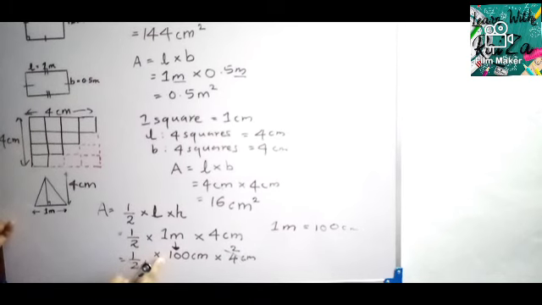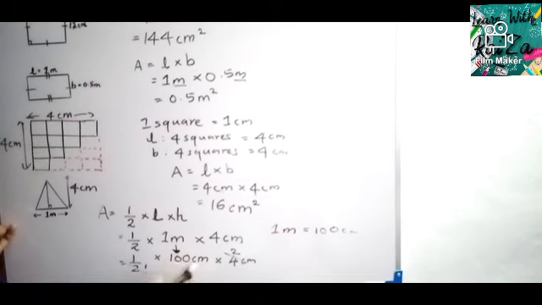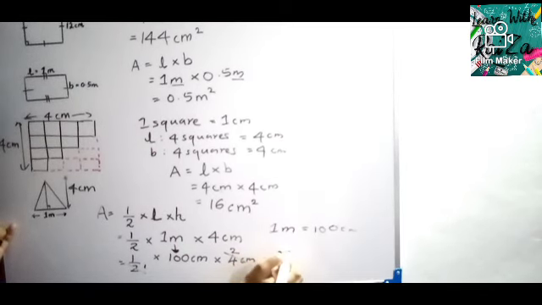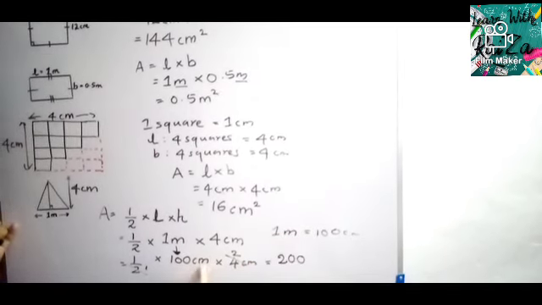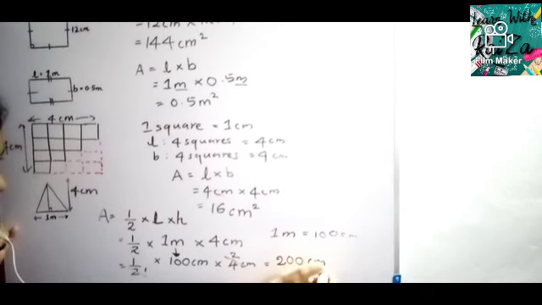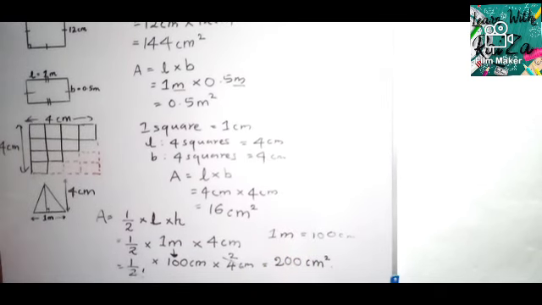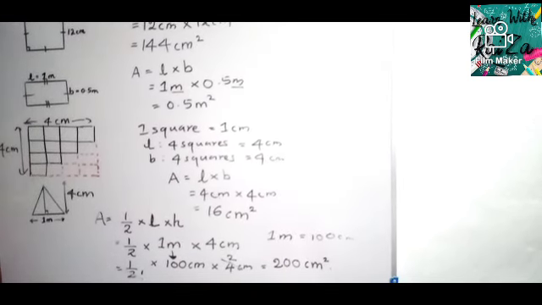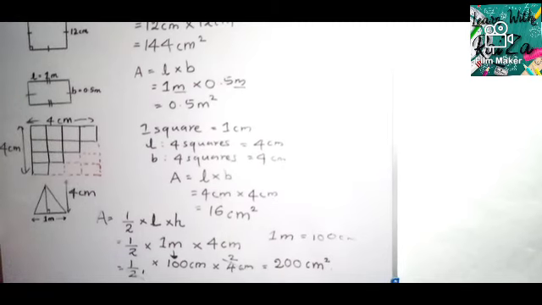So what is the number remaining? Up, 100 times 2 is 200 and down there are no numbers. So the answer is 200. What is the unit? Both are centimeters. So the unit is square centimeters. And I hope this is clear. So let's discuss more questions and clarify the doubts.